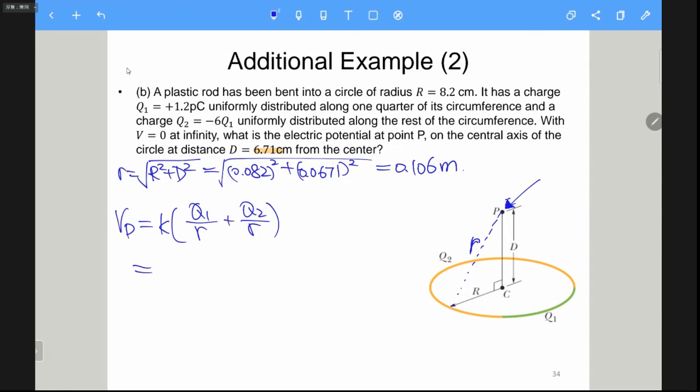Okay, so VP will be K times Q1 over small r plus Q2 over small r. So this is pretty much like 8.99 times 10 to the 9th power over r, where r is 0.106, and then 1 minus 6 times 1.2 times 10 to the minus 12 power. So this is minus 1.78 volts.